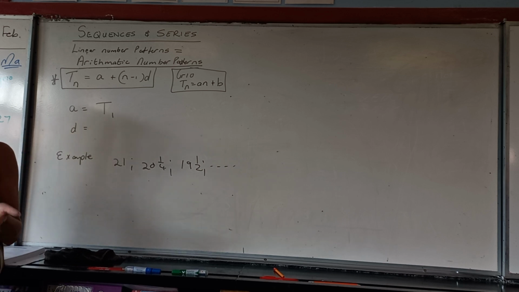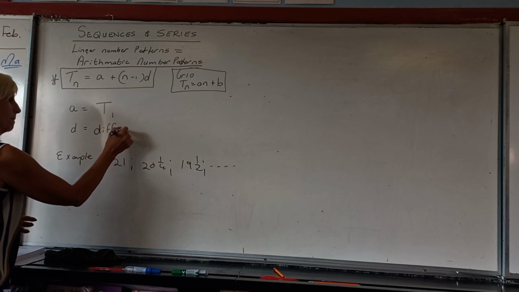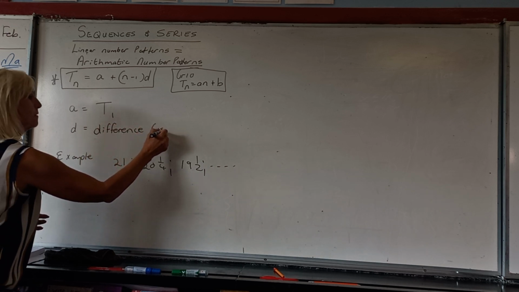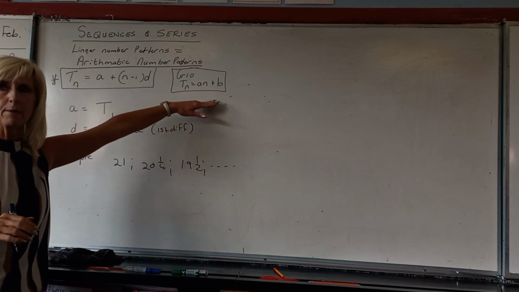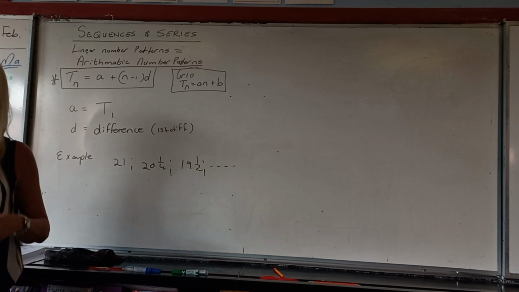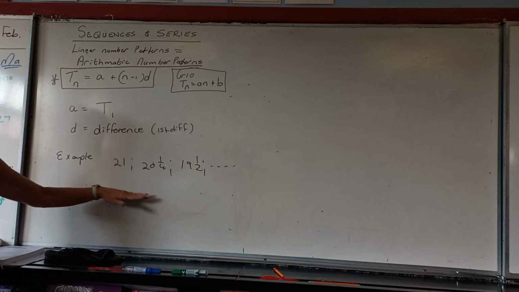D is now something different. And D stands in English for the difference. It's the first difference. Because it's not something new, it's still the linear pattern. There is also a constant first difference. So D stands for difference. So let's do the sum.